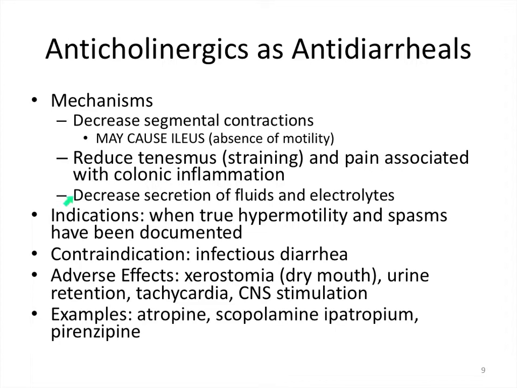And as I mentioned before, they have a mechanism to secrete fluids and electrolytes based upon the slide I showed you about mechanisms previously. Their indications are really for when we know there's true hypermotility and spasm. They're contraindicated in infectious diarrhea, and their side effects include dry mouth, urinary retention, tachycardia, and CNS stimulation. Examples, the classical one is atropine, but you also see scopolamine, ipratropium, and pirenzepine as antimuscarinic agents.